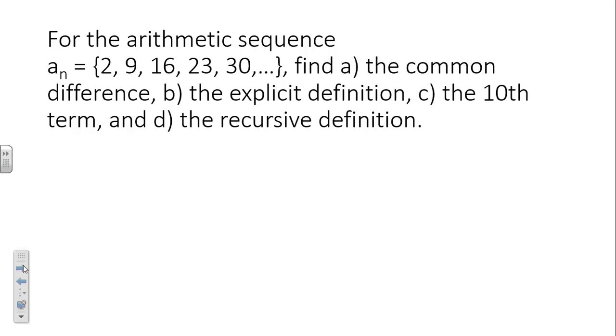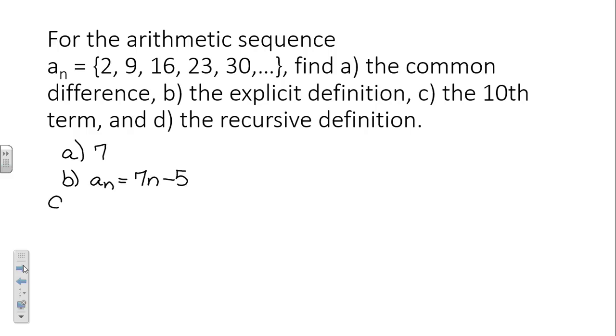Okay. All right, so we found our common difference was 7, correct? And that means that if we're going to write our equation, we need to back it off by 7. So 2 minus 7 is going to be a -5. So our explicit definition is a sub n equals 7n minus 5.